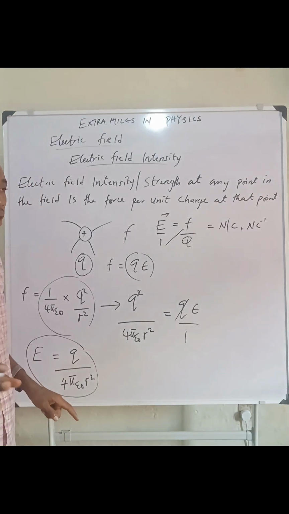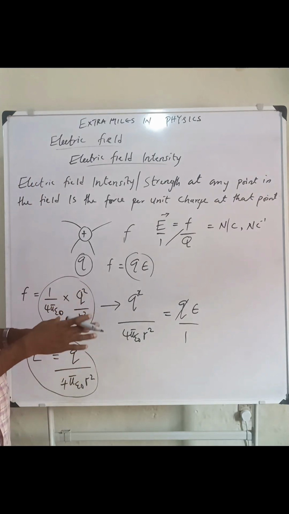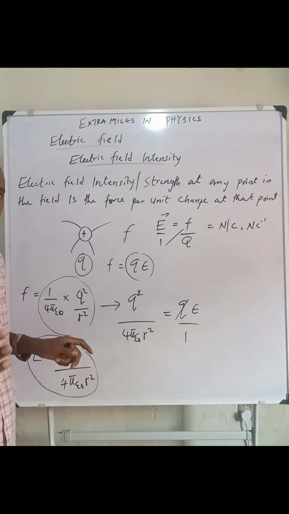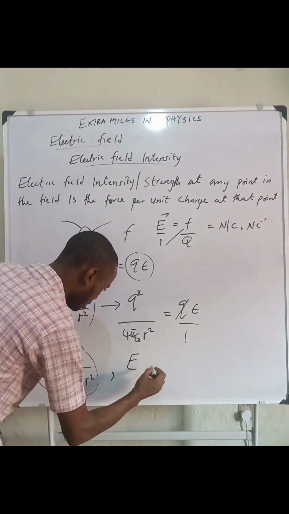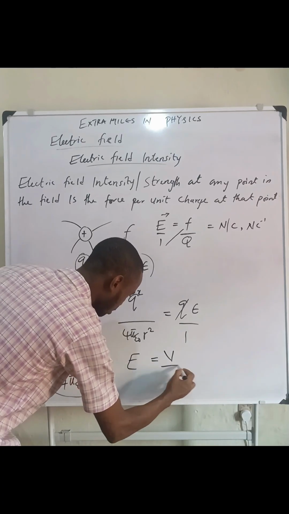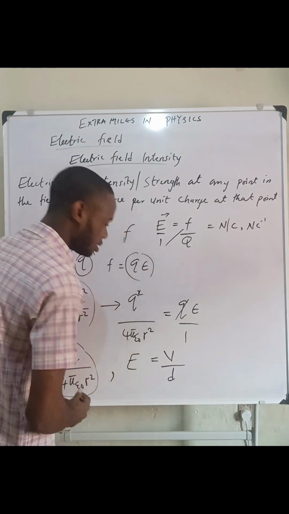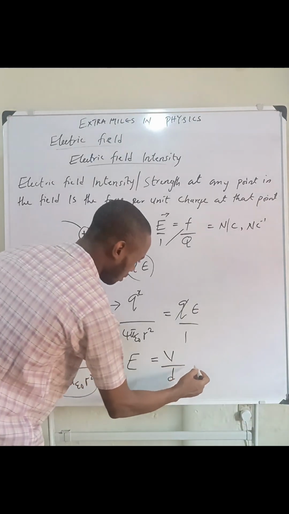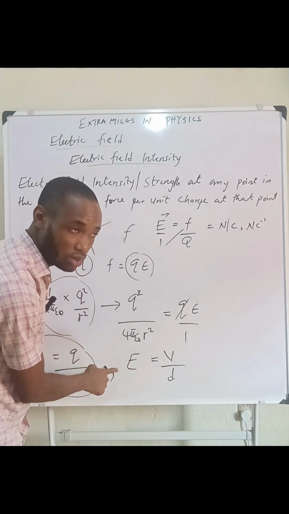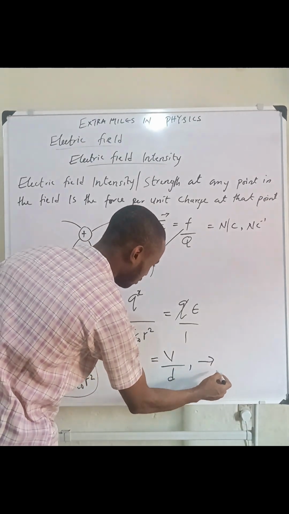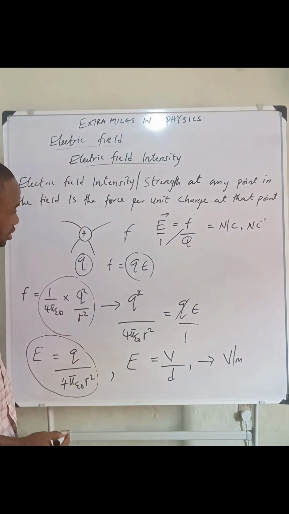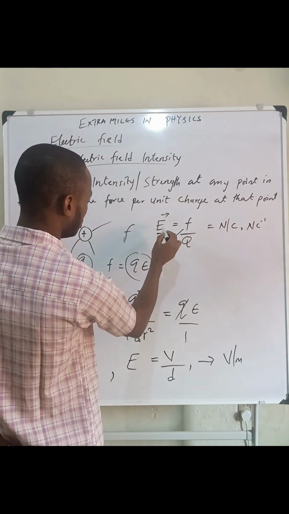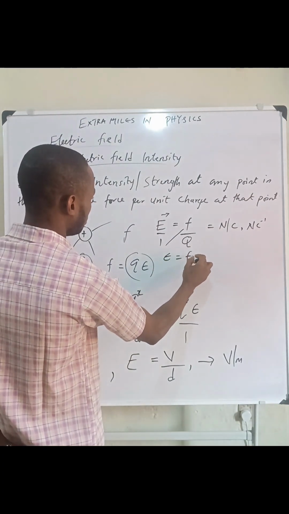Now we have a third formula. I will not be deriving the formula now. I'll just write the formula for you. But when we get to electric potential, which will be the next thing we do, I'm going to show you how we derive the formula. So that formula is that the electric field intensity equals volt per unit distance. So from here, the unit for electric field intensity becomes volt per meter.